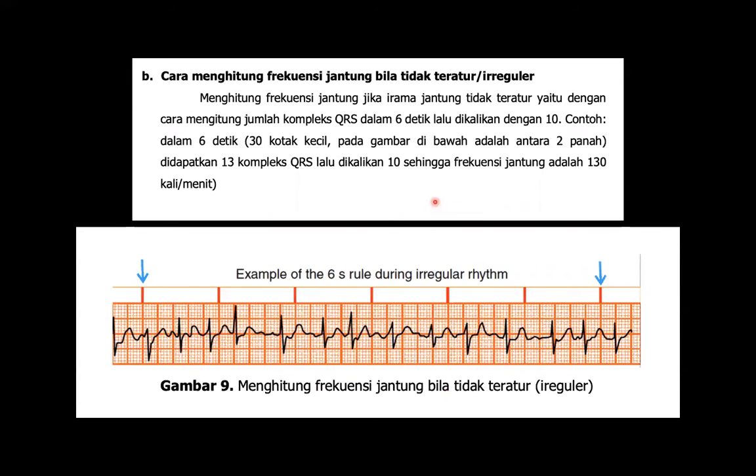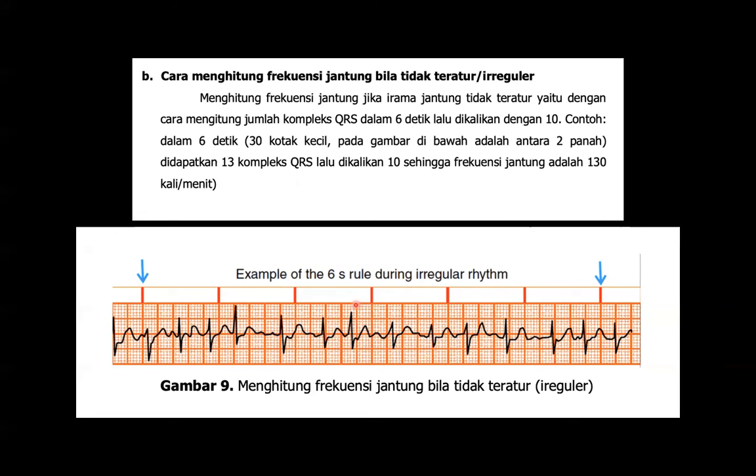Then how do we calculate the heart rate when the rhythm is irregular? The example is like this. We can use the 6-second rule during irregular rhythm. We have to count the QRS complexes within the 6 seconds. Or else we can use the minimum and maximum QRS durations, or else we can calculate one by one.